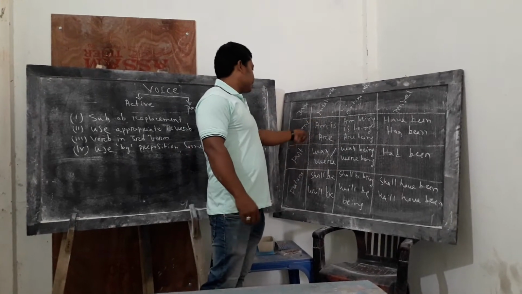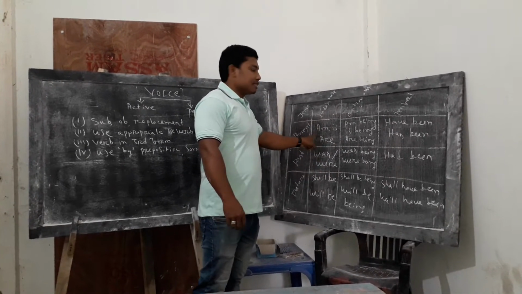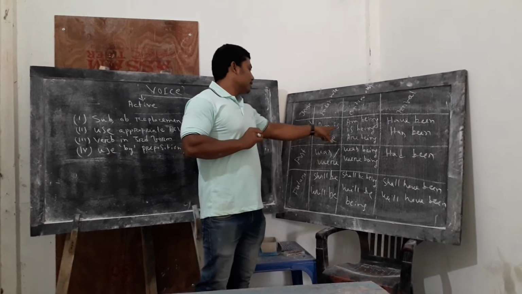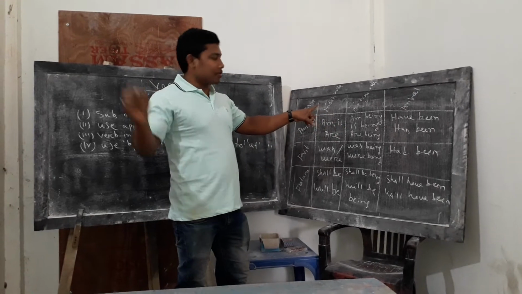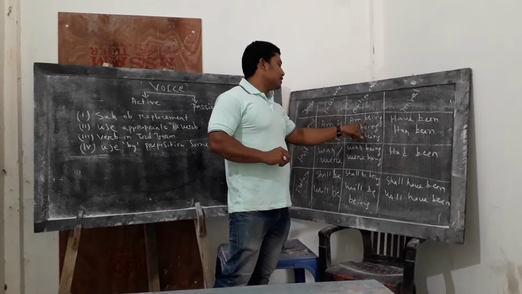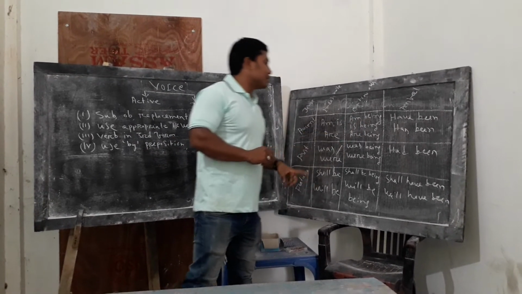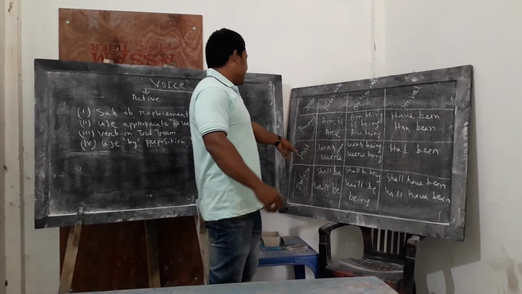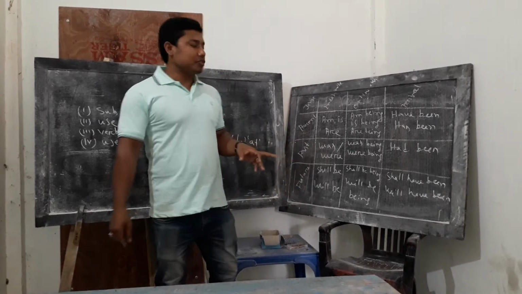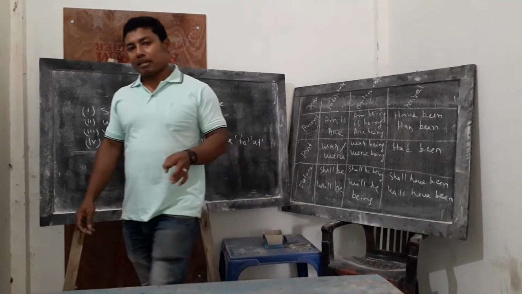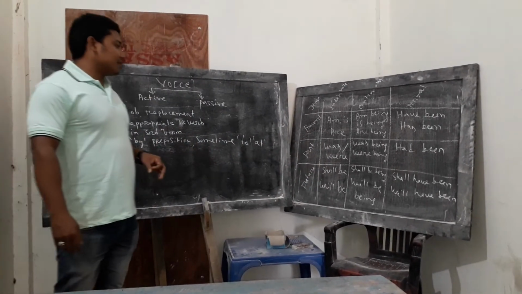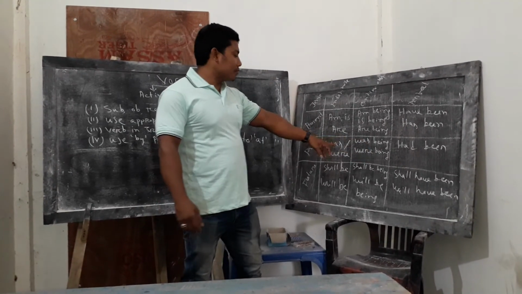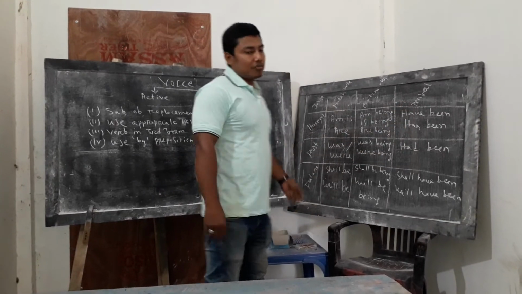First of all, in present indefinite tense, am, is, are. These verbs are used when changing a voice from active to passive. In present continuous tense, am being, is being, are being. In present perfect tense, have been, has been. In past indefinite tense, was, were. In past continuous tense, we have to use was being, were being. And in past perfect tense, had been.